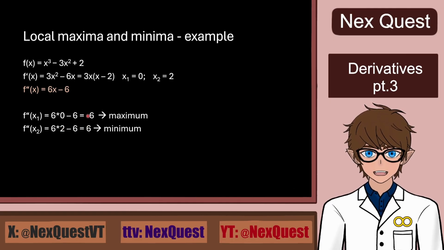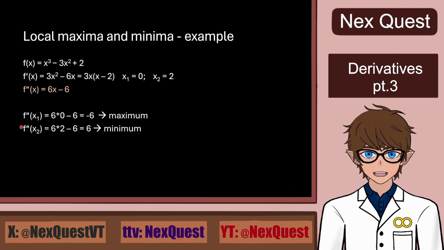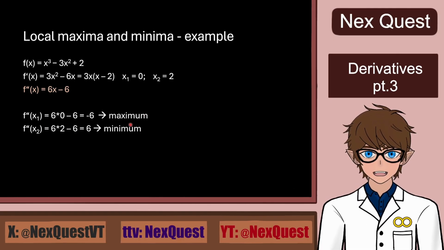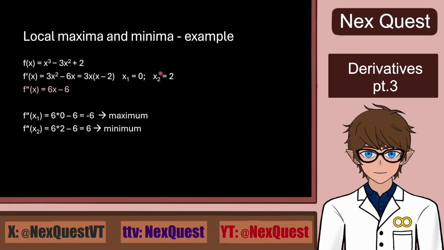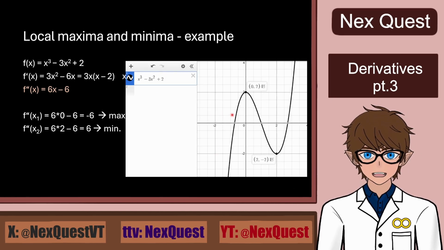And we know that the negative sign in the second derivative gives us a maximum, and the positive sign in the second derivative gives us a minimum. So we know we have one maximum, one minimum. The maximum occurs at x is 0, and the minimum occurs at x is 2. And this is our graph, and we see that it is true.